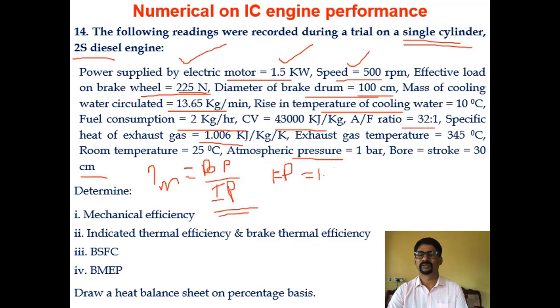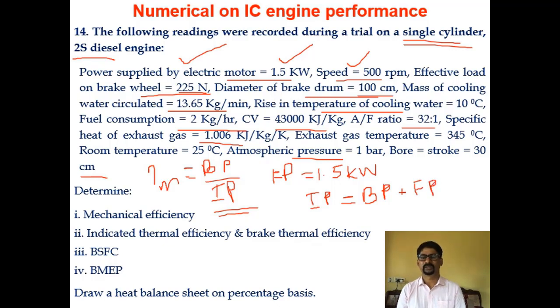If this is friction power, then I can calculate IP, because as all of you know, IP is equal to BP plus FP. IP is the power developed inside the engine cylinder and BP is the power available at the crankshaft. So what is the loss? The loss is the power that is used to overcome the friction, that is FP. That is why IP is equal to BP plus FP. So if you take the power supplied by the electric motor, 1.5 kilowatt, as friction power, then only you can calculate IP as BP plus FP.